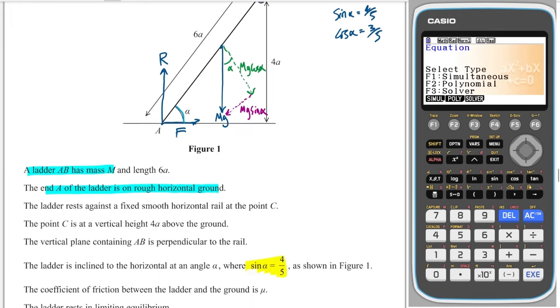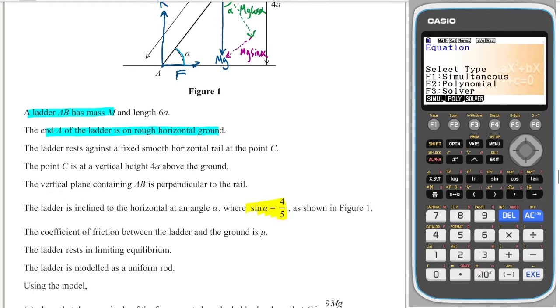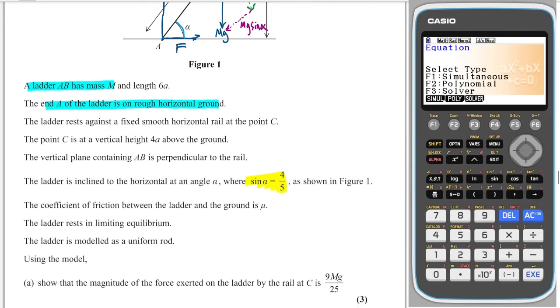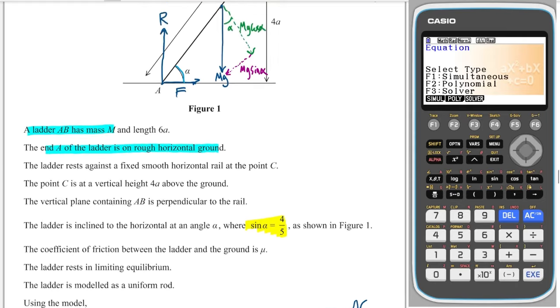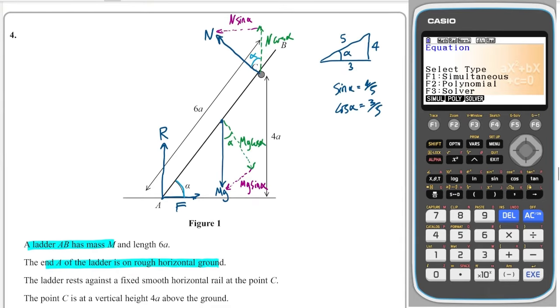Okay, what else do we have? Coefficient is mu, the ladder rests on the ground. So show that the magnitude of the force exerted by the ladder on the rail at C. So I'm looking for essentially the force that I've labelled N. Okay, we take moments at A.